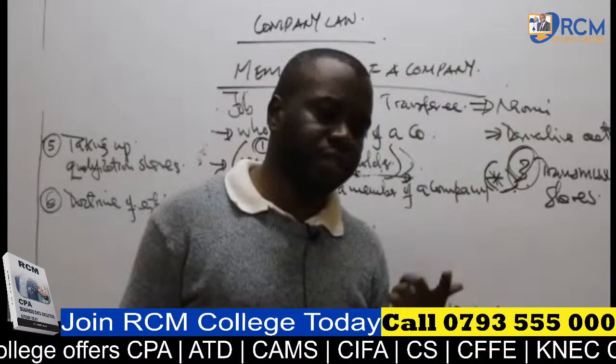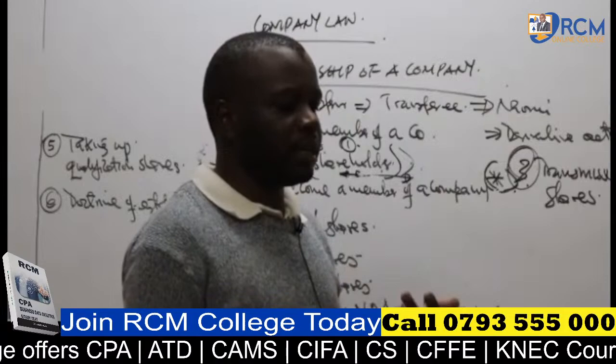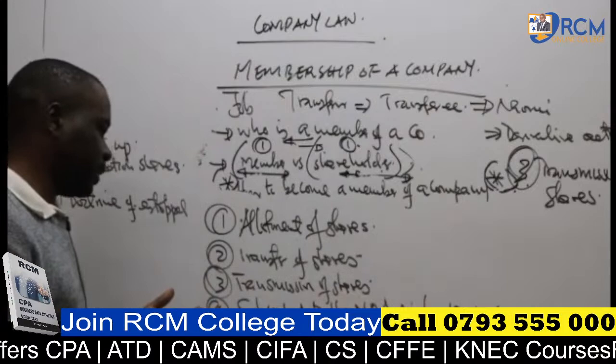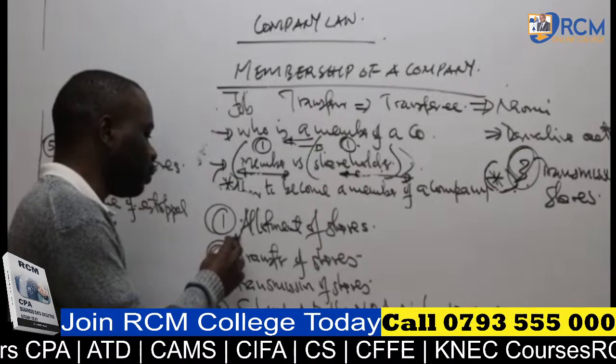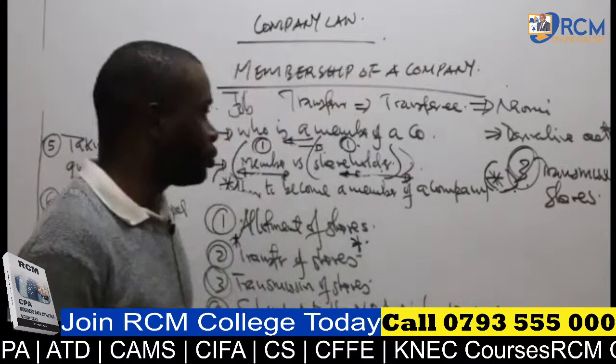So that particular transfer instrument will mention the number of shares being sold, who the parties are, who is the transferor, who is the transferee, how many shares are being transferred, and at what price. Once I transfer the shares, Naomi becomes the shareholder of the company. You'll be able to realize that this one appears as a way of becoming a member and also as a way of ceasing to be a member, a way of losing membership. Because Job is losing membership while Naomi is becoming a member.